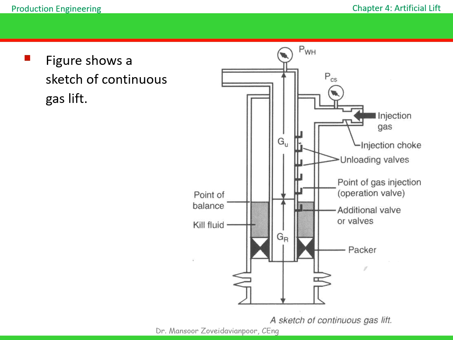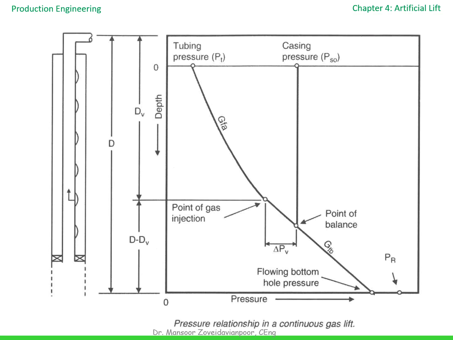We've identified the operating valve. Now let's see the pressure logic that determines where gas can actually be injected. This is one of the most important diagrams in gas lift design. The curved line on the left, GFA, represents the tubing pressure gradient above the injection point.